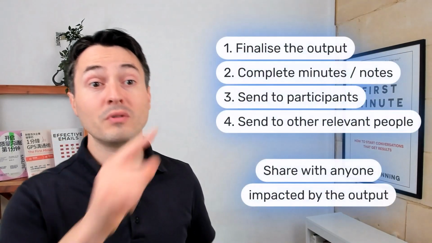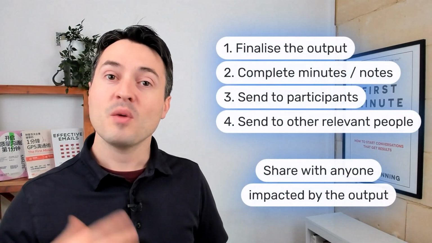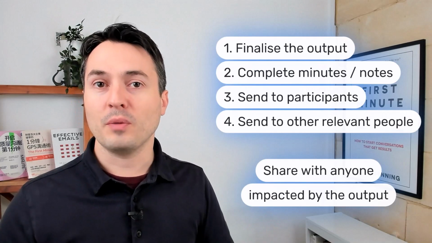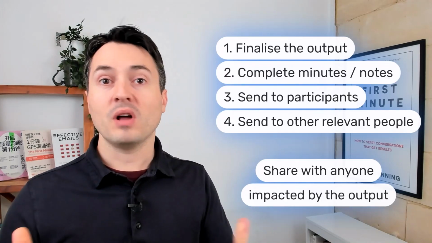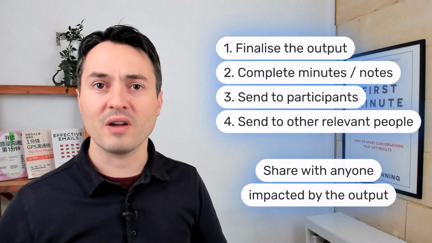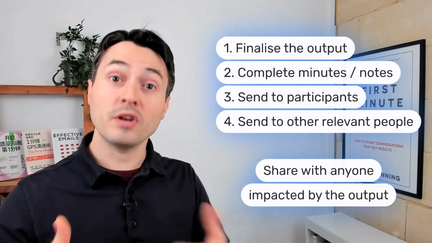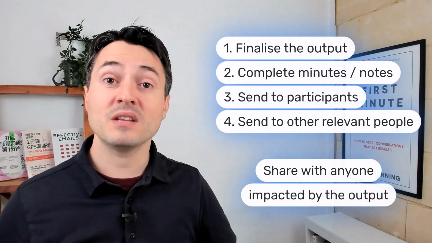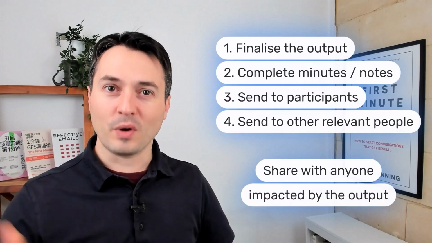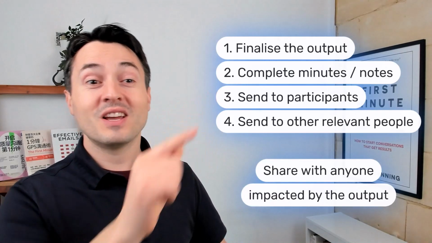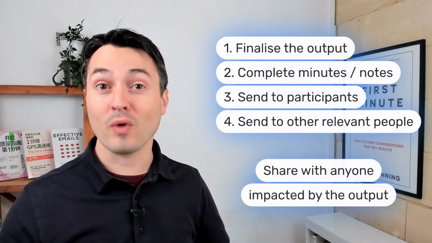Well, first of all, finalize the output. Perhaps it needs to be tidied or formatted in a certain way. Let's say the purpose of the meeting was to come up with a list of 5 ideas to solve a problem. Well, someone needs to write up those 5 ideas in a neat way so that it can be shared. So finalize the output. Complete any minutes and notes. Write down the questions, actions, decisions for each of the topics. Then send it to the participants and send it to other relevant people.